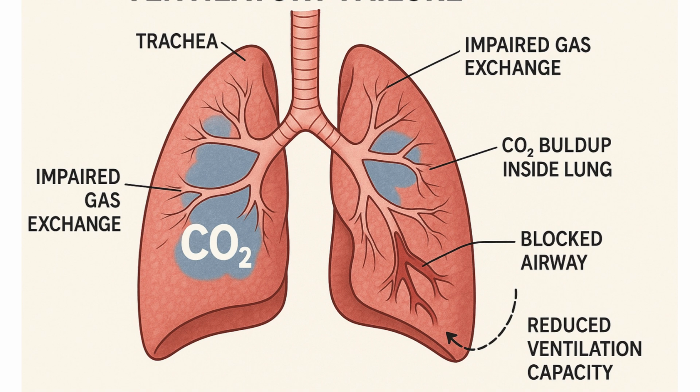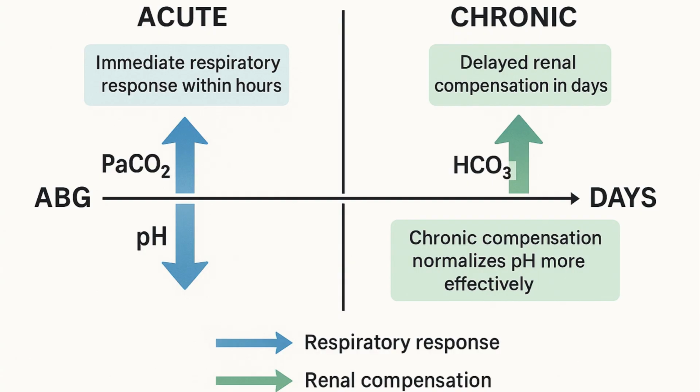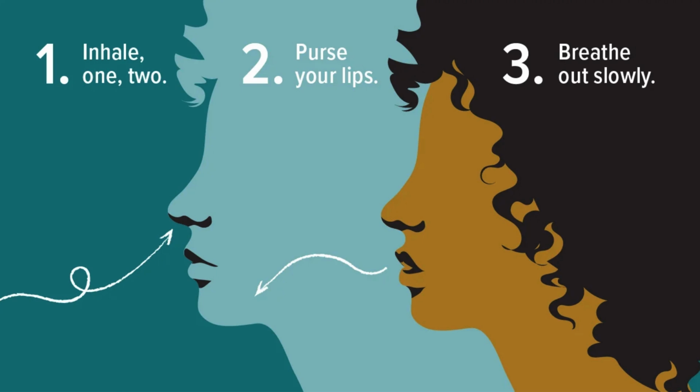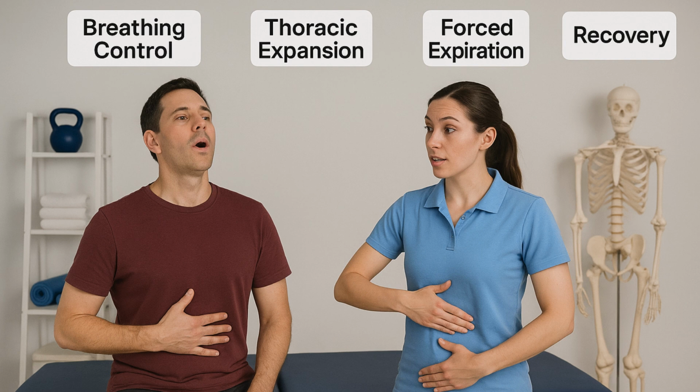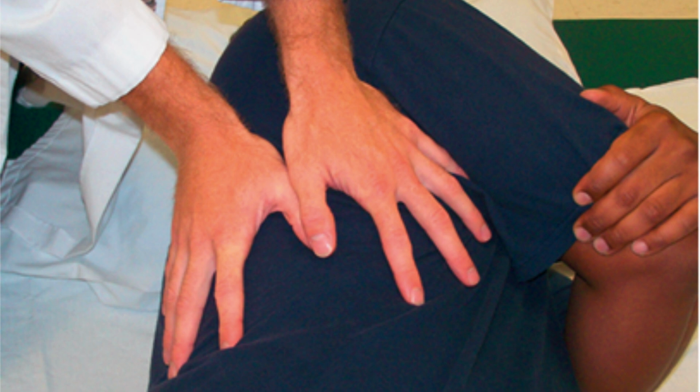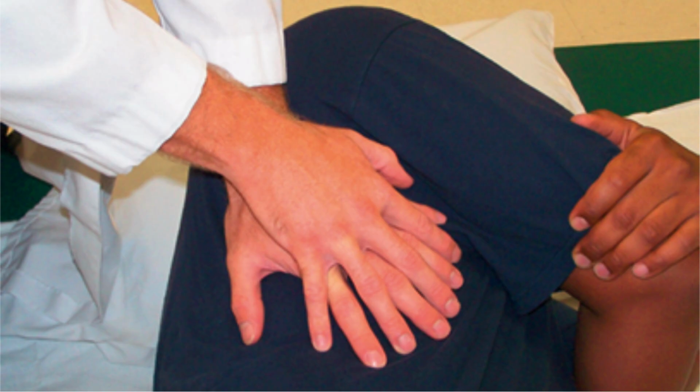Let's dive deep into each acid-base disorder, starting with respiratory acidosis. Respiratory acidosis occurs when PaCO2 rises above 45 mmHg with a corresponding drop in pH below 7.35. Think of it as ventilatory failure. The lungs can't eliminate CO2 effectively. Your intervention targets CO2 elimination: positioning for optimal respiratory mechanics, airway clearance techniques, breathing exercises to improve ventilation distribution, and in mechanically ventilated patients, manual hyperinflation and vibration.